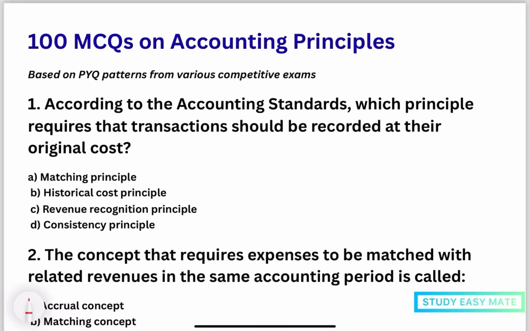Today we will be solving 100 most important MCQs based on the previous year question papers from various competitive examinations, mainly on accounting principles. Okay, let's get started.